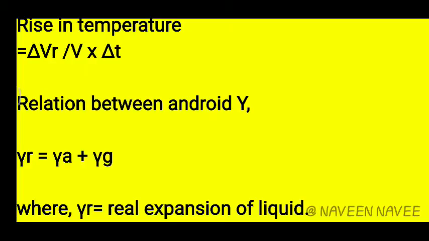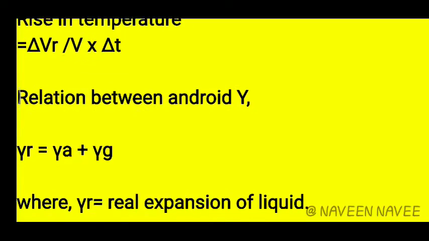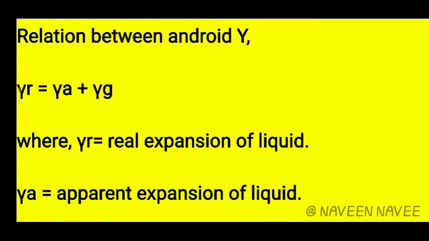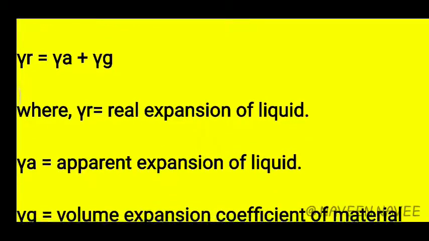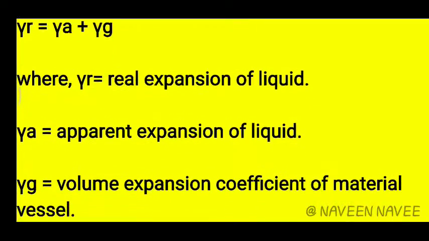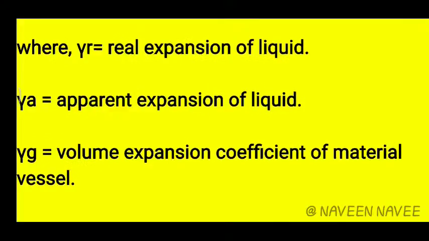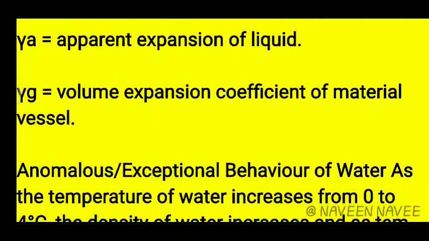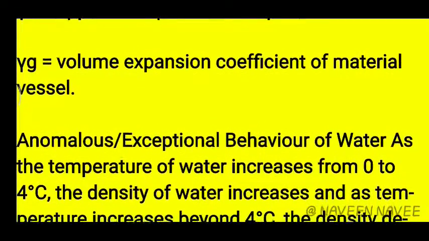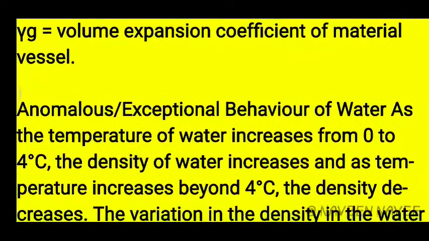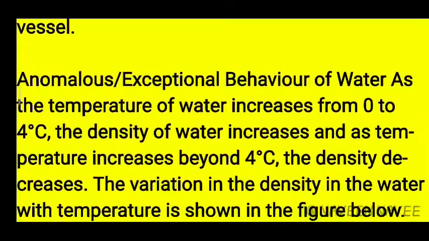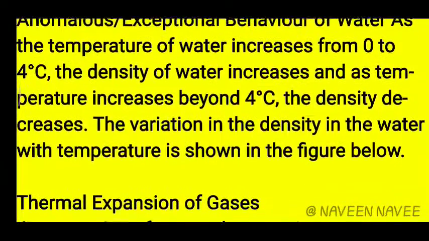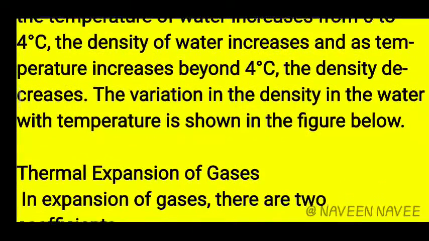Relation between gamma A and gamma R. Gamma R equals gamma A plus gamma G, where gamma R equals real expansion of liquid, gamma A equals apparent expansion of liquid, and gamma G equals volume expansion coefficient of material of vessel. Anomalous, exceptional behavior of water: as the temperature of water increases from 0 to 4 degrees C, the density of water increases, and as temperature increases beyond 4 degrees C, the density decreases. The variation in the density of water with temperature is shown in the figure below.